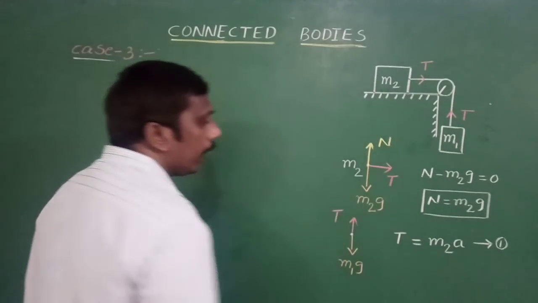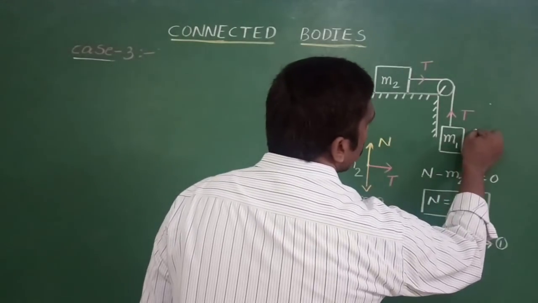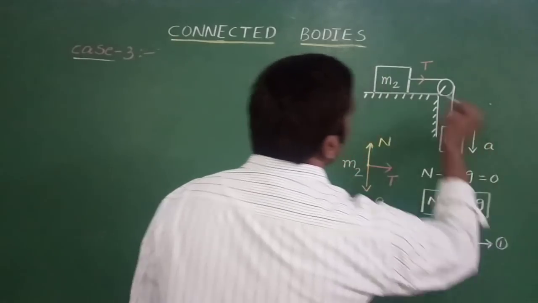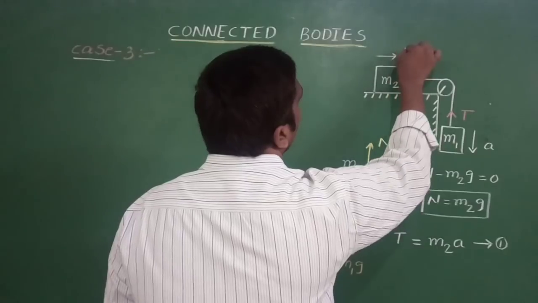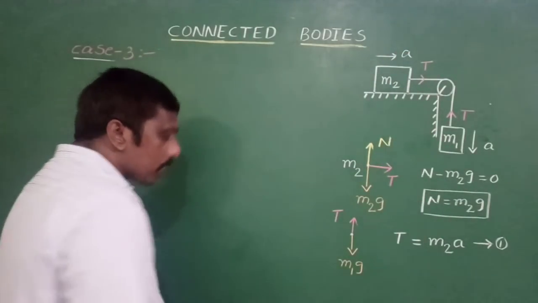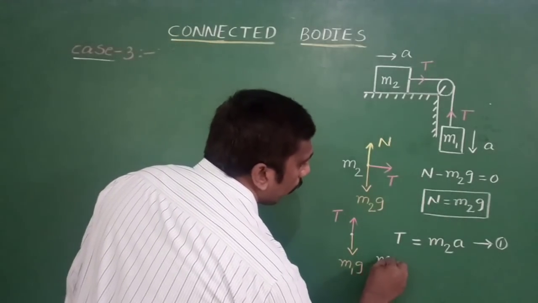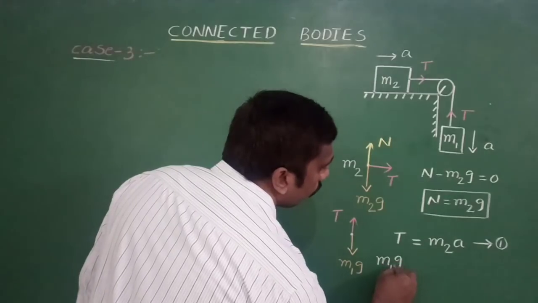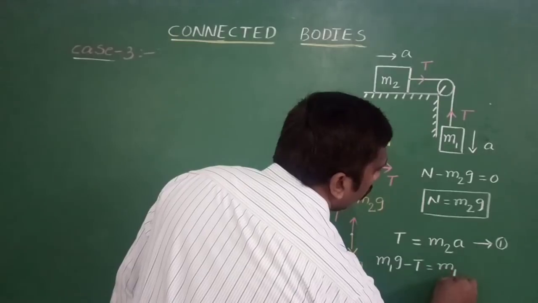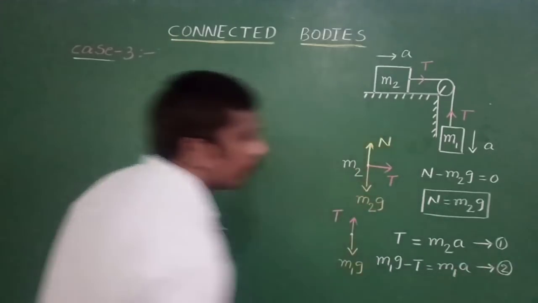You write the equation. In this case, the block is going in the downward direction. This block is moving downward with acceleration a. Then this will move along the horizontal direction with acceleration a. So this block is going downward, which means m1g is greater. So we can write m1g minus tension T is equal to m1 into a. Say this is equation 2.